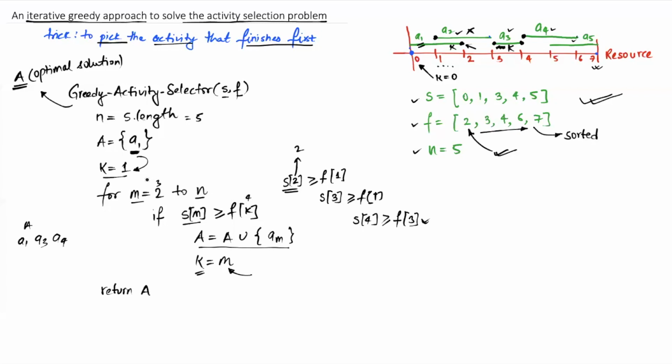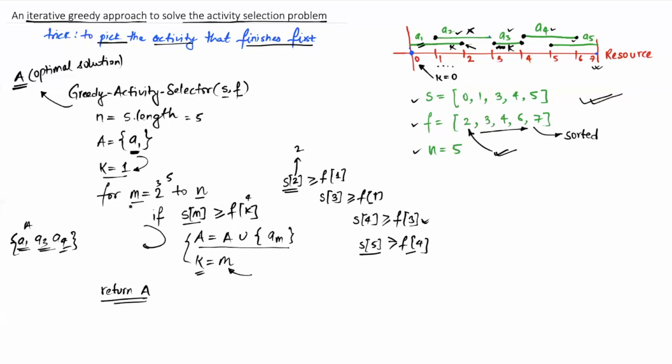We have M equals 5 now. We check, is S5, the start time of activity number 5, more than or equal to the finish time of activity number 4? The start time of activity number 5 is 5 and the finish time of activity number 4 is 6. So S5 is not more than F4, and so we do not run this part, and then we end the for loop and we finally return A1, A3, A4, this set, as our optimal solution.